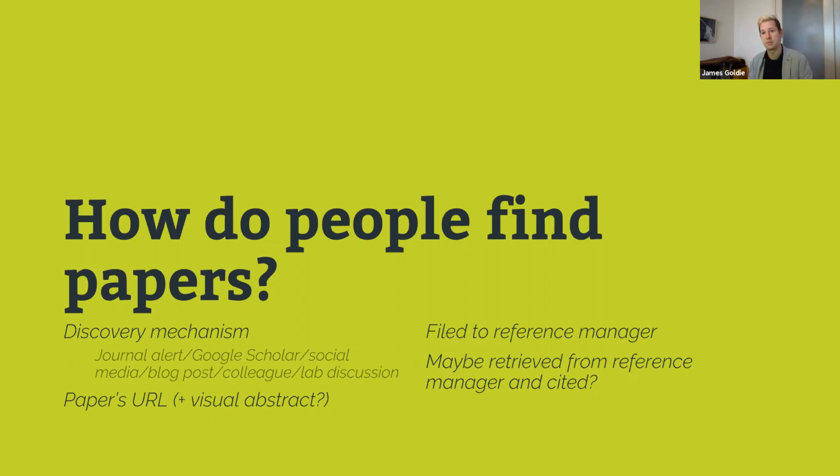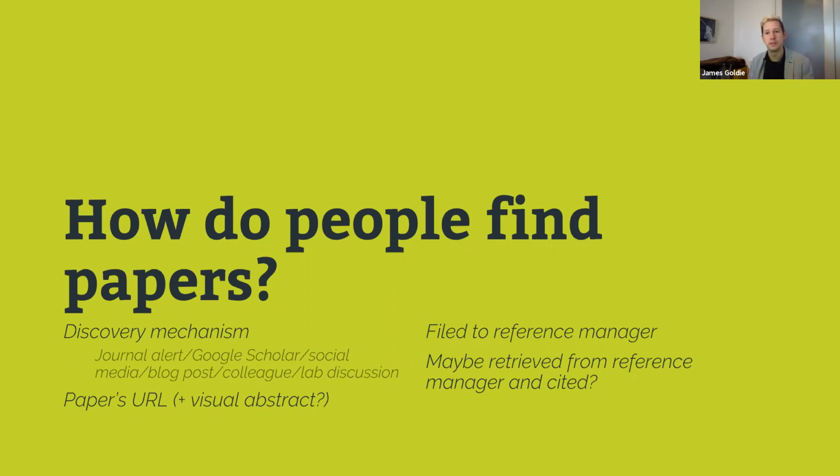They might subscribe to a journal and get email alerts, and then they see your journal paper there. They might find it through Google Scholar if they're doing a literature review or some other tool. They might hear about it on social media. Maybe you or someone else tweets about your paper and someone sees it. They might read a blog post or news article that references it. They might hear it from a colleague, or you might be having a lab discussion or a paper review discussion. And so any of those methods might feature visuals.